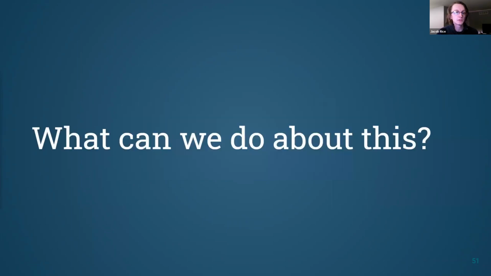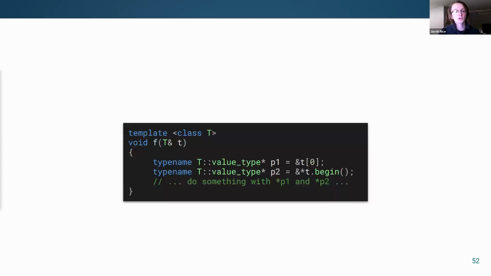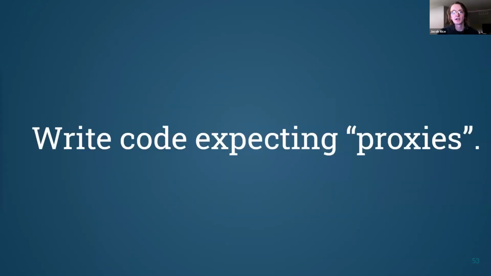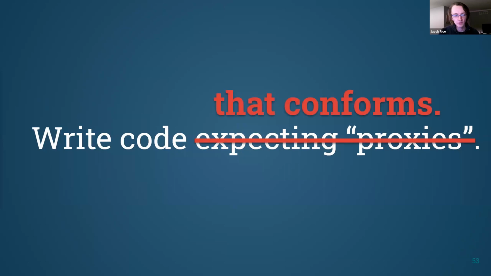So what do we do about this? Well, for starters, don't write code like this. I mean, that's not generic enough. So let's be a little bit more generic. Write code expecting proxies, and we'll define that term in a second, but that's still not general enough. Write code that conforms. Okay, that's too general and a little bit too harsh, because before C++20, that was not really possible. So let's go over this term proxy and see why that is.